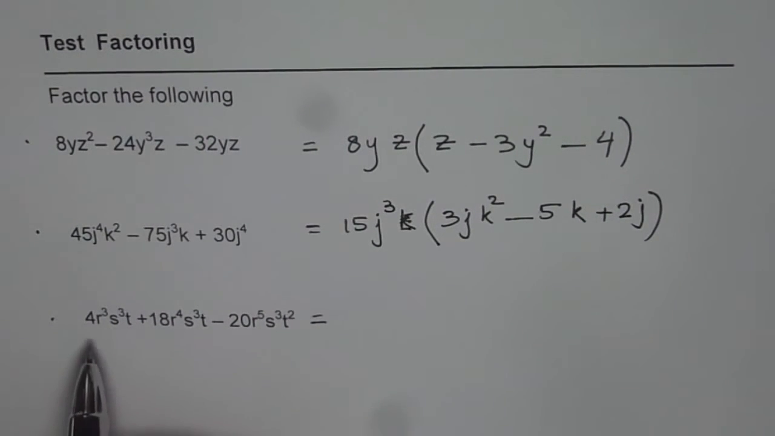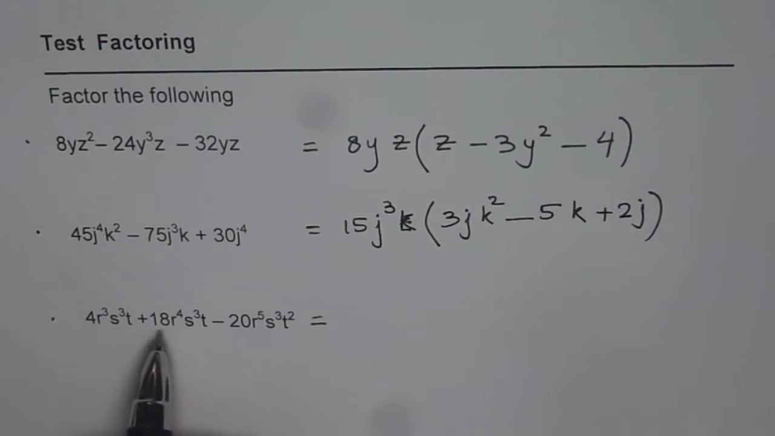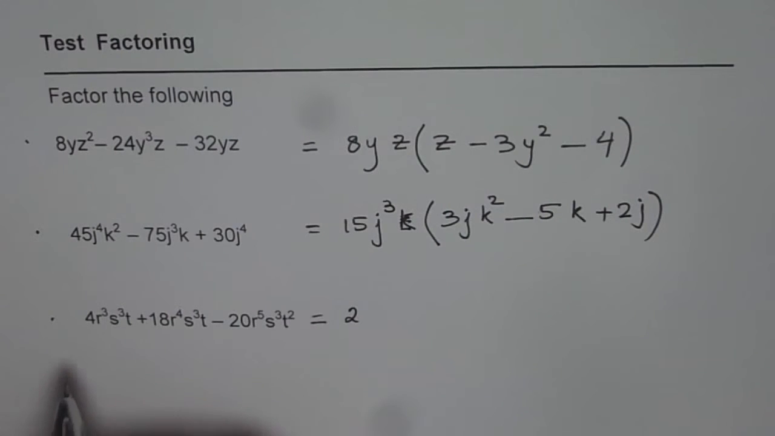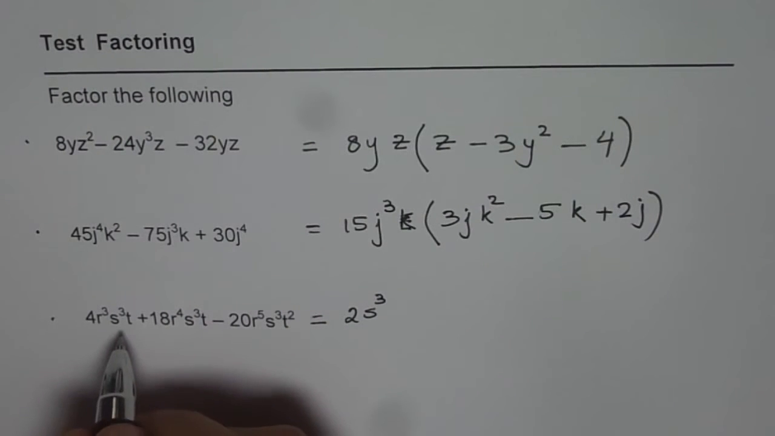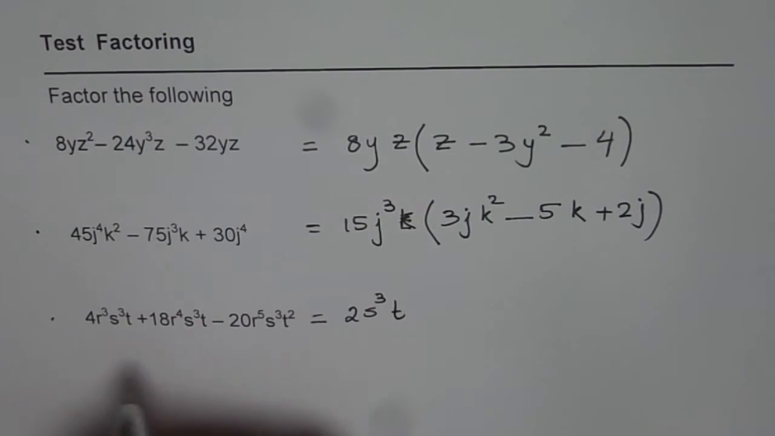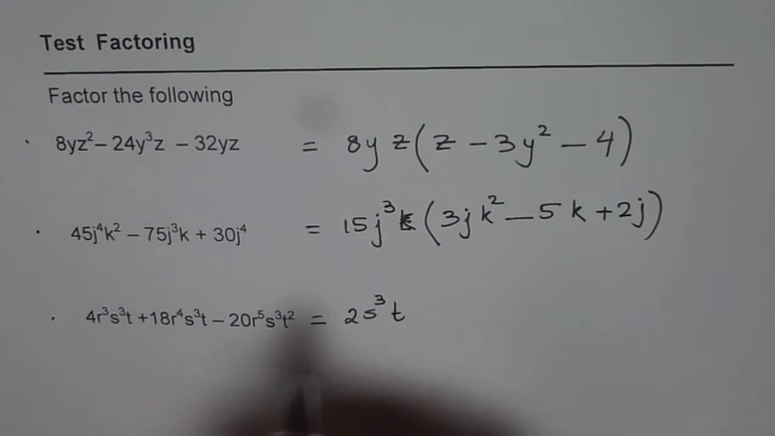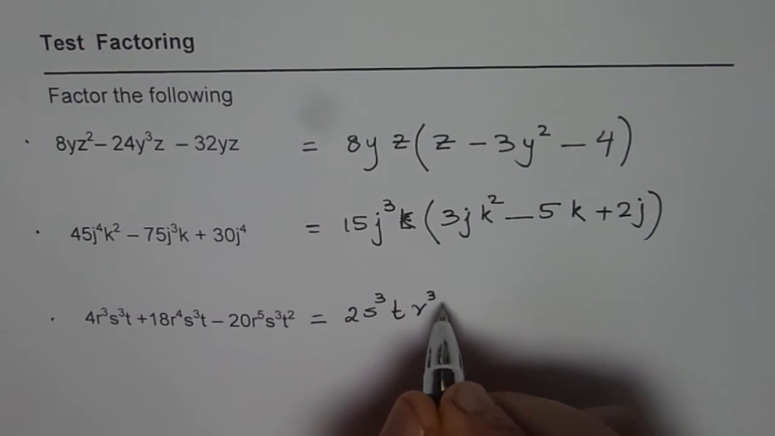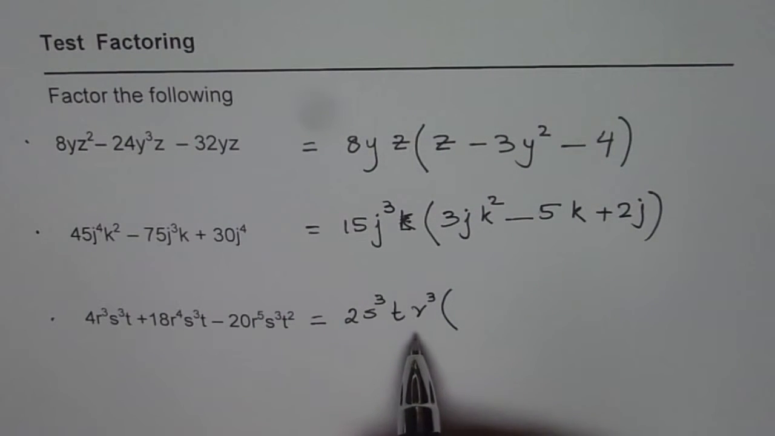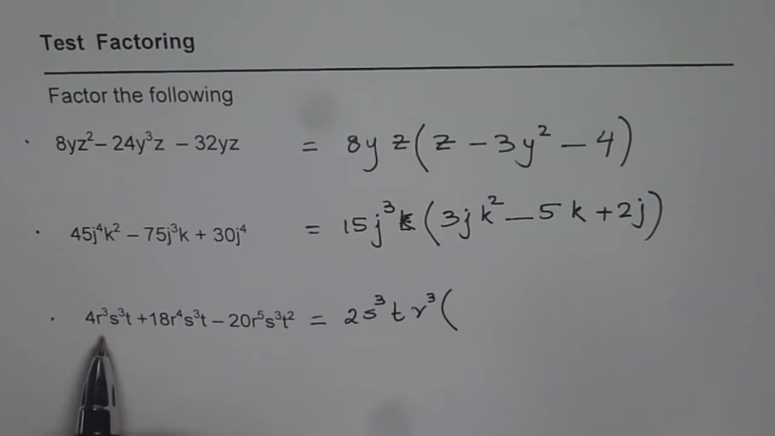Now the last one, 4r cube, 4r, s, t are 3. Now let's look into the constants, coefficients for these, 4, 16 and 20. Now 16 is not a multiple of 4, and therefore only 2 will be taken as a common factor. S cube, okay, s cube is common in all. T, now in t we have t, t and t square, so t is common. I forgot about r. r is to the power of 3. So we can always write it in a different order also. Multiplication is commutative, right?